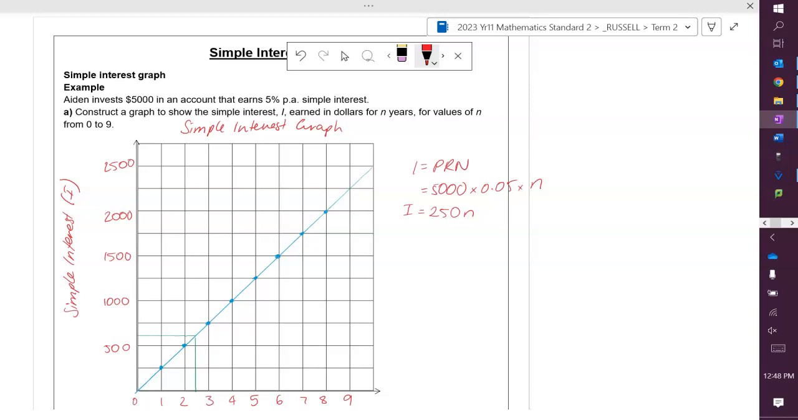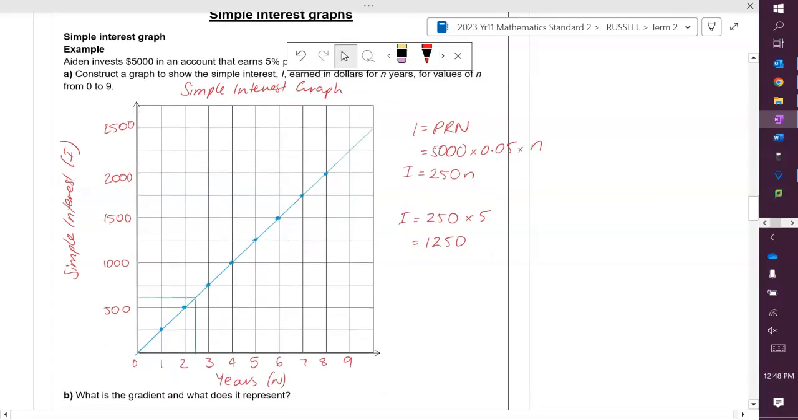So if we then needed to work that out, we could say that if I needed to know after 5 years what I would have, it would be I equals 250 times 5. Okay, and that is going to help us to determine that, and that is going to be 1,250. Okay, so that helps you to then draw your simple interest graph. You can see here, for every one across, I go up 250. Every one across, up 250, and that is what this is telling us as well.